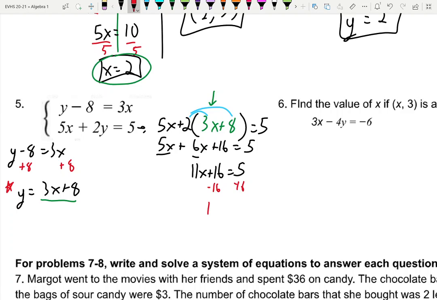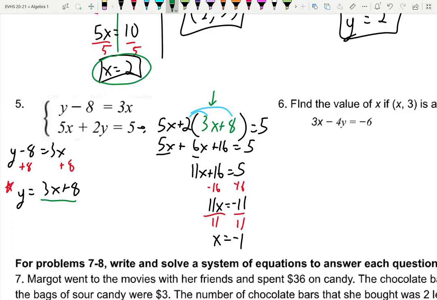Leaves me with 11x is equal to 5 minus 16 is negative 11. Divide by 11 gives me x equals negative 1.